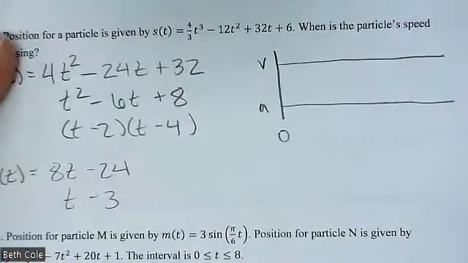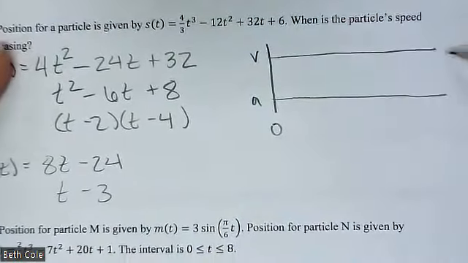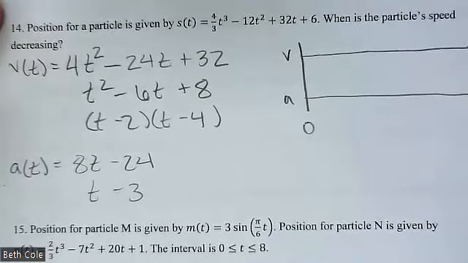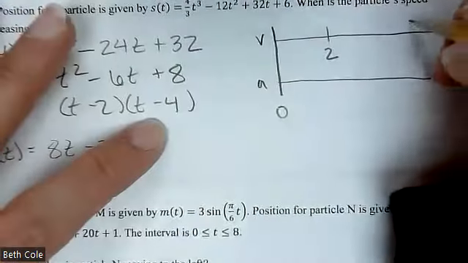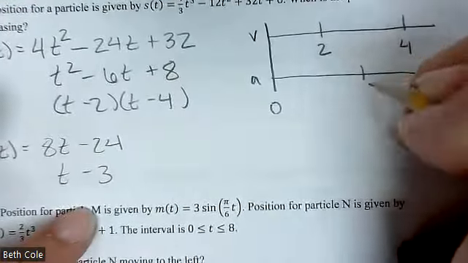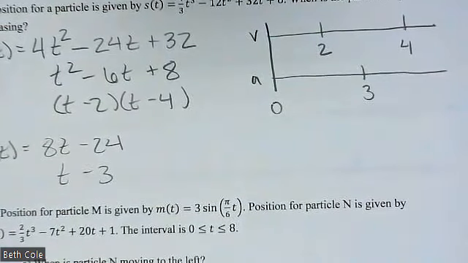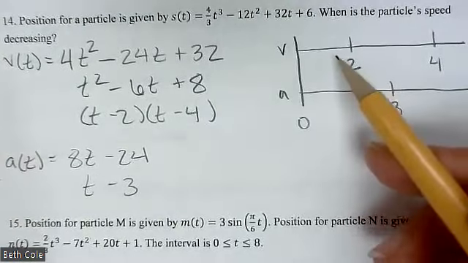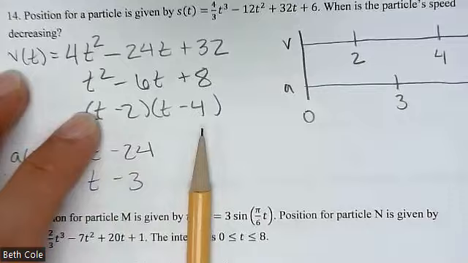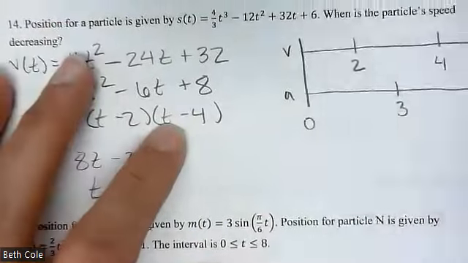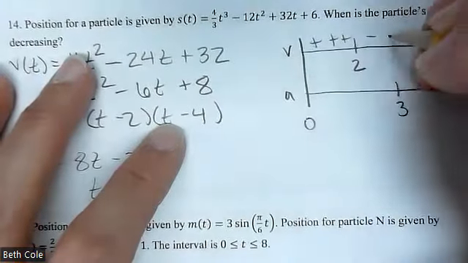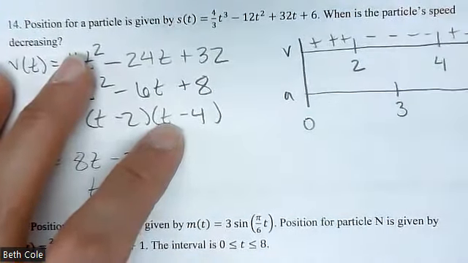We don't do negative time. Did it get capped anywhere? Sometimes they'll do that, like 0 to whatever. No, okay, I guess to infinity. On velocity, I need 2 and 4. Acceleration, I need 3. And do you see how I went 2, 3, 4, counting? And then you just pick a test number, but they're going to alternate. Like if you try 1 in velocity, 1 minus 2, negative, 1 minus 4, negative. A negative times a negative is positive, and it's going to alternate, I promise.